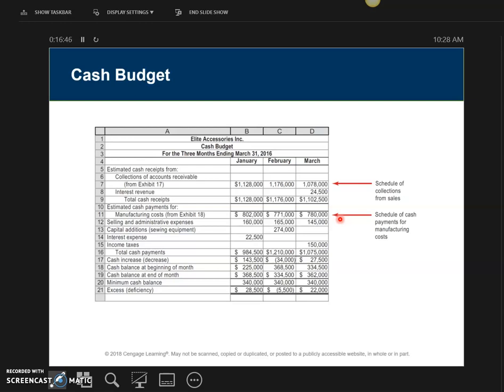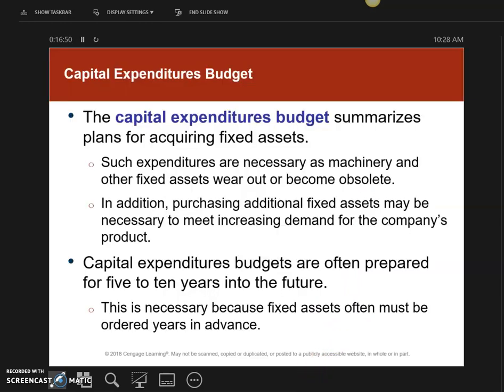So we're going to move to the capital expenditure budget. That has to do with when I need to buy new fixed assets. And I usually replace them every 5 to 10 years. It depends on my business. It depends on what I'm doing. But I actually have to put them in the budget so I can plan for them.